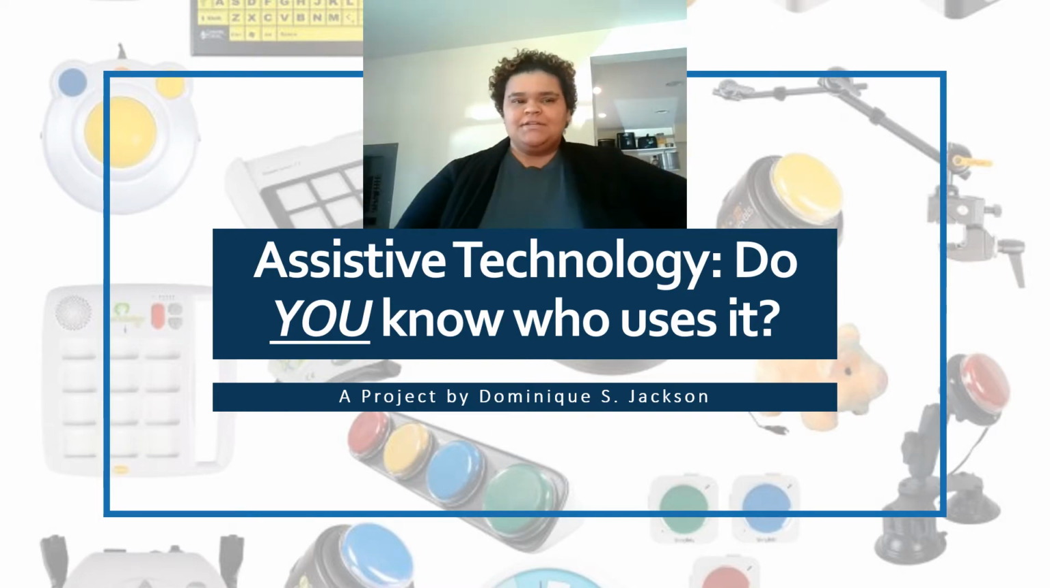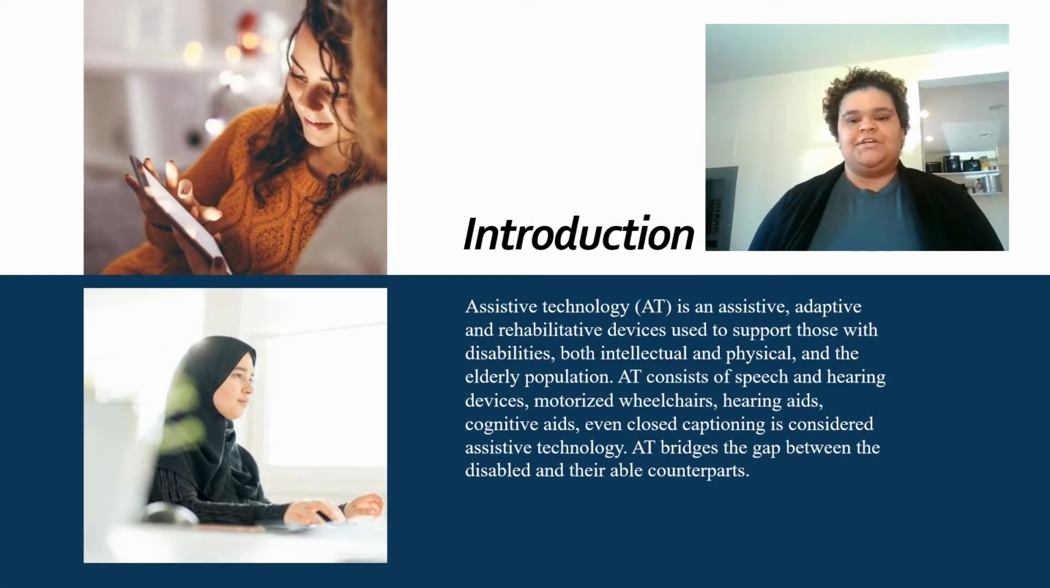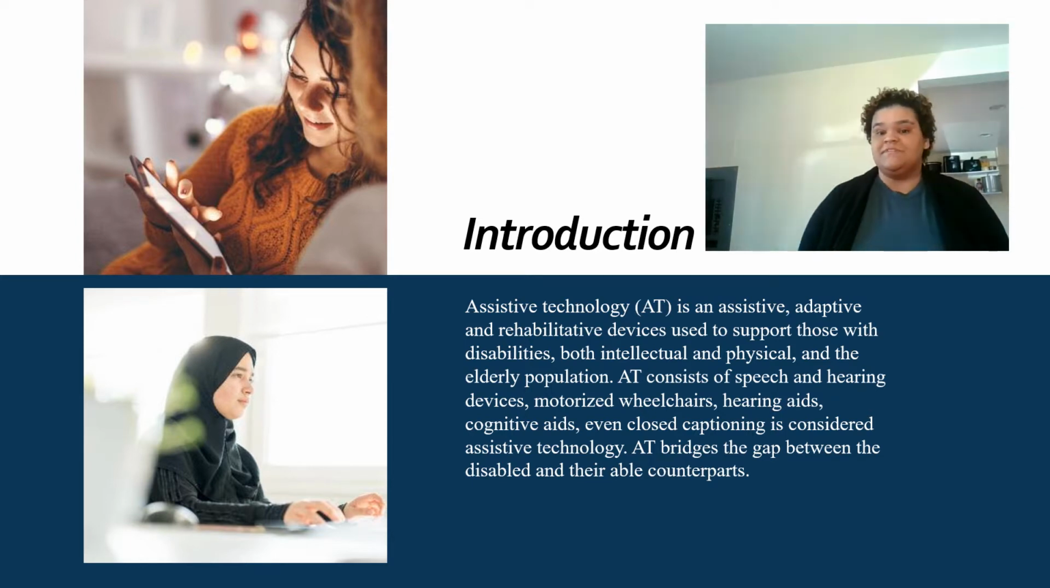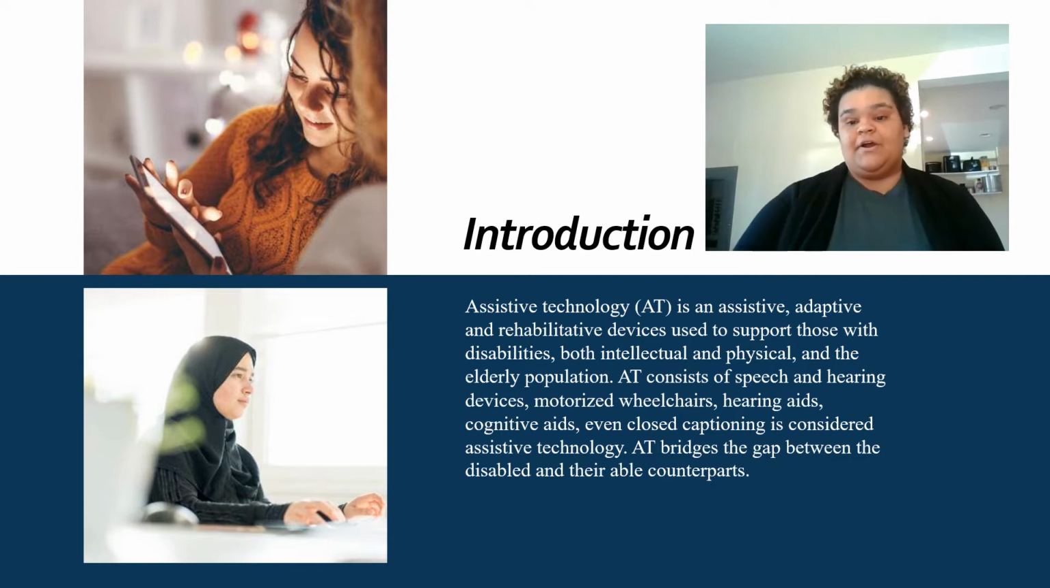Do you know who uses it? Assistive technology, otherwise known as AT, is an assistive, adaptive, and rehabilitative device or devices used to support those with disabilities, both intellectual and physical, as well as the elderly population. AT consists of speech and hearing devices, motorized wheelchairs, hearing aids, cognitive aids, even closed captioning is considered assistive technology. AT bridges the gap between the disabled and their able counterparts.